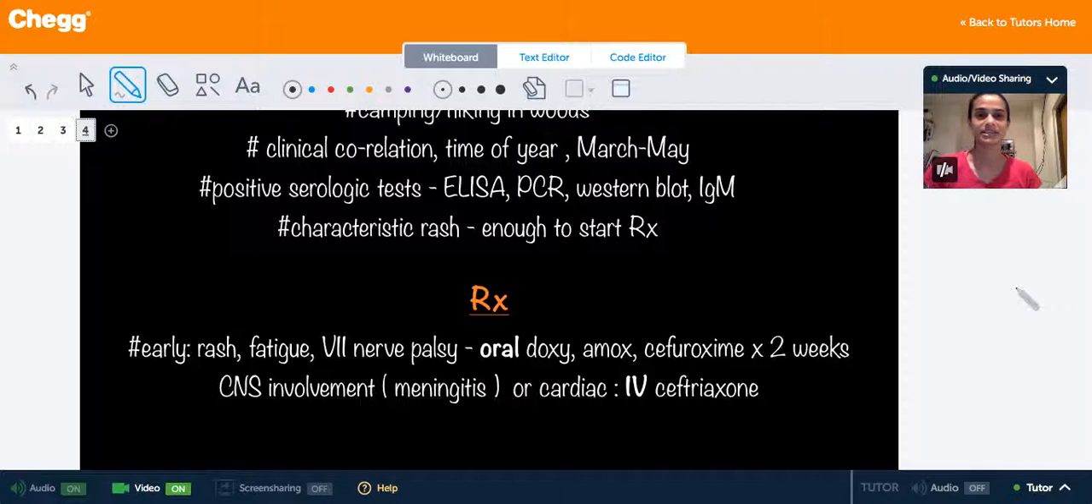So that basically covers Lyme disease: what it is, how it spreads, the clinical manifestations of it, certain late manifestations and complications of it, and basic antibiotics that we use to treat it, and of course diagnosis.